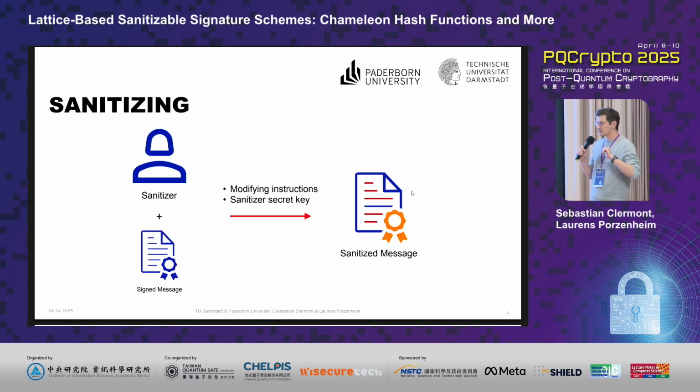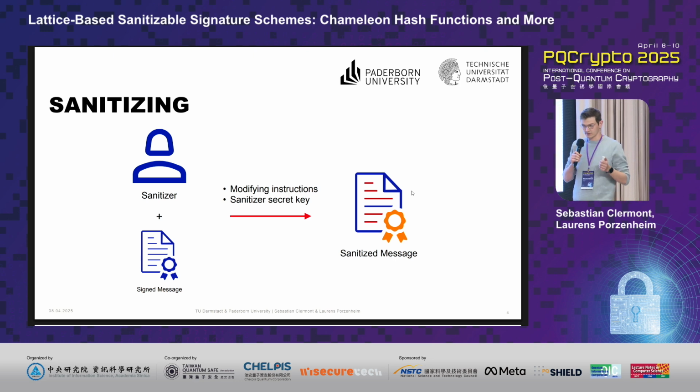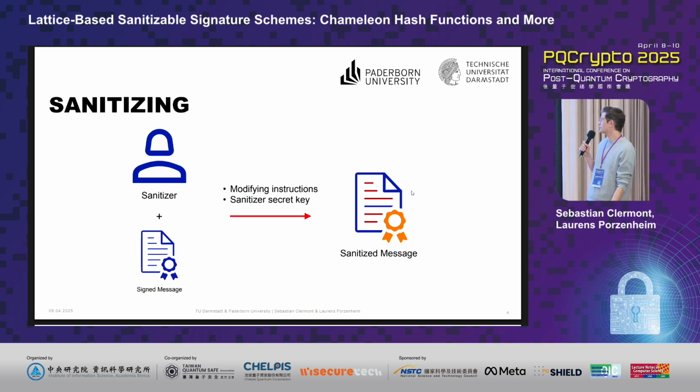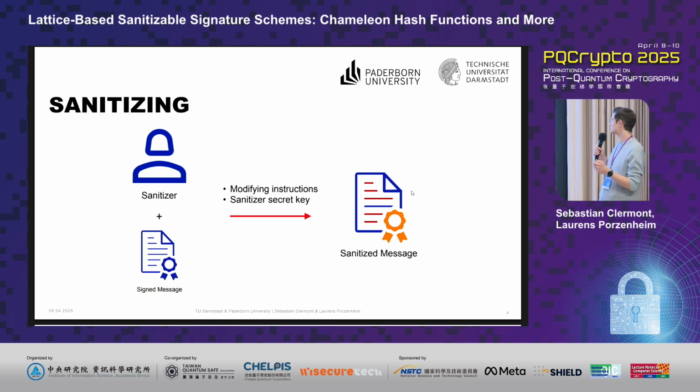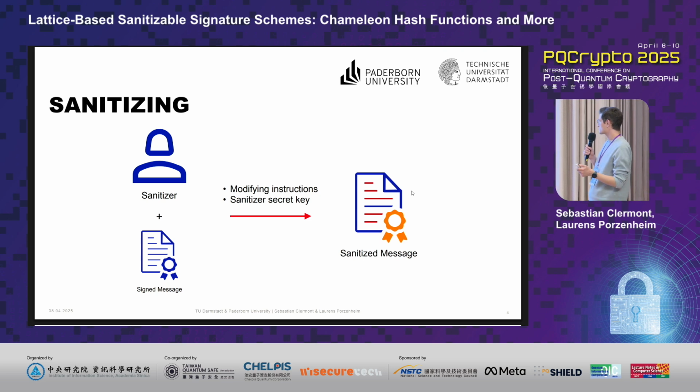Now for the sanitizing step, the sanitizer needs to have access to the original signed message, and then can perform his modifications by providing some modifying instructions that should be admissible under what the signer specified as admissible modifications. And he needs to provide his secret key to then output some sanitized message where parts of the message have been modified.